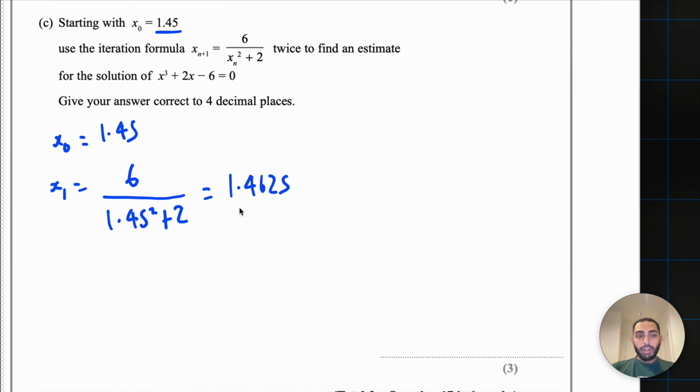So that's my value of x1. I need to substitute that in again into here because it's iteration. It just means you're repeating. I'm going to substitute it in again.